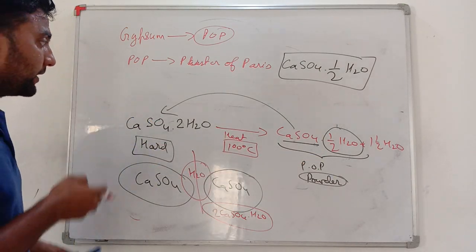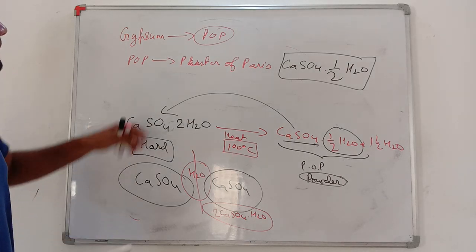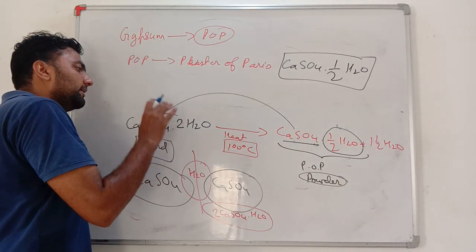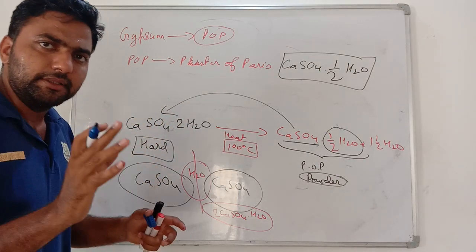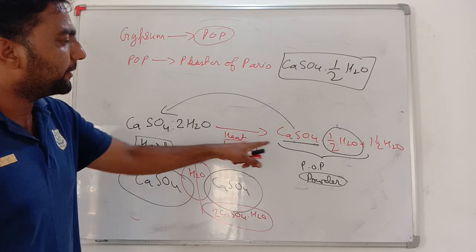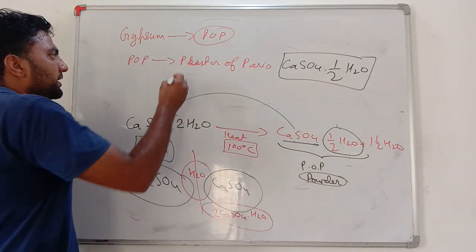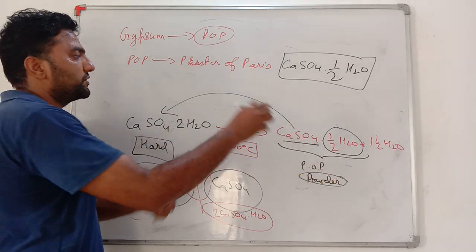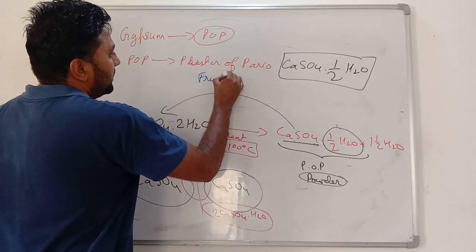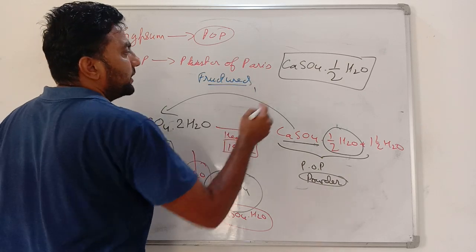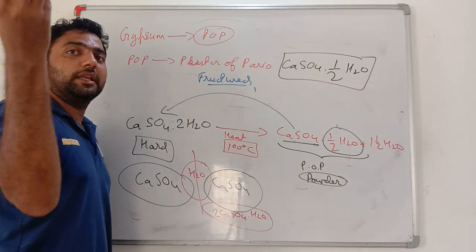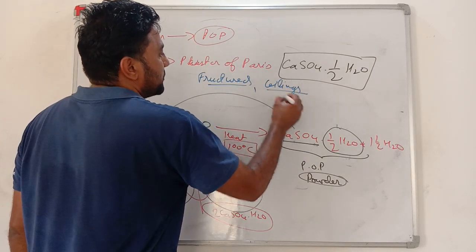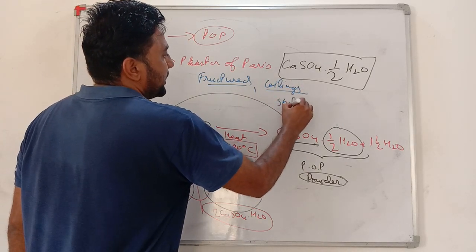Now see my dear student, plaster of Paris, we get it by heating gypsum in the kiln. Where is plaster of Paris used? It is used for setting up fractured bones. It is even used as a luxury for beautifying our ceilings. It is also being used for making statues.